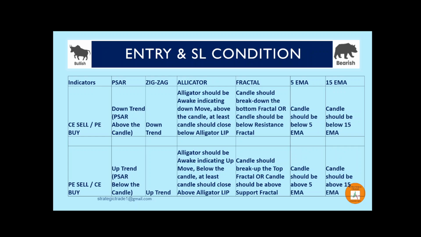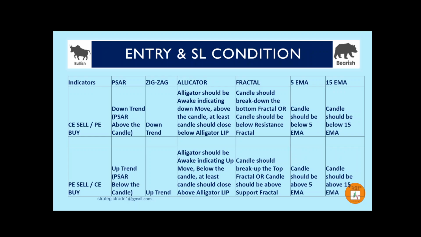And 5 EMA and 15 EMA also: the candle should be below the 5 EMA, and the same way below the 15 EMA. For the P side sell, the same things should be reversed, all the conditions should be in reverse mode. Means PSAR should be in up mode, uptrend side, and zigzag also should be on the uptrend side. Alligator also should be awakening, indicating an up move, so it should be below the candle. At least the candle should close above the alligator lip. Then only we can enter.